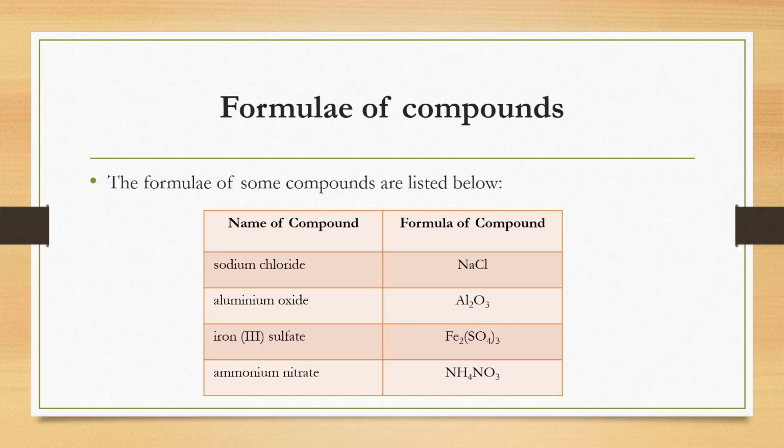In the previous lesson, you learned how to write down the formulae of compounds. For example, sodium chloride has formula NaCl. The formula of aluminium oxide is Al2O3. Iron(III) sulfate has formula Fe2(SO4)3, and ammonium nitrate has formula NH4NO3.